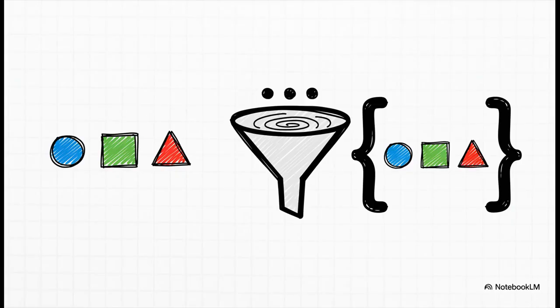But what happens when you don't know how many arguments your function is going to get? That's where REST parameters are an absolute lifesaver.